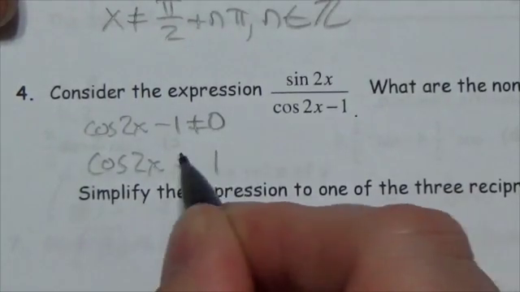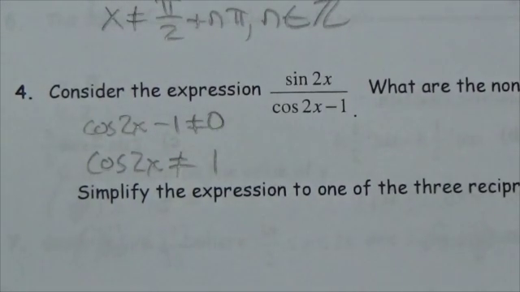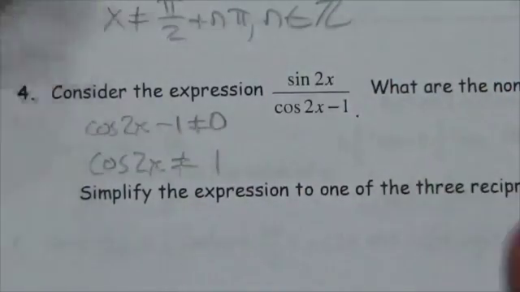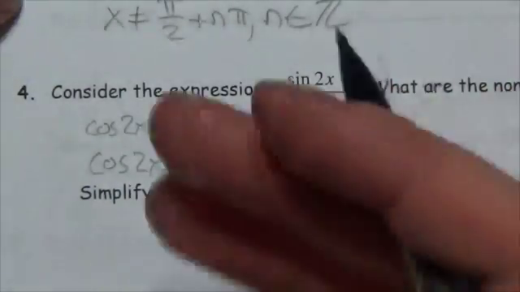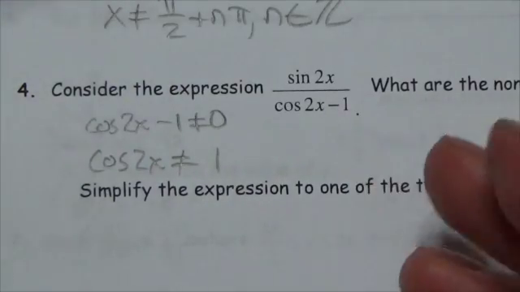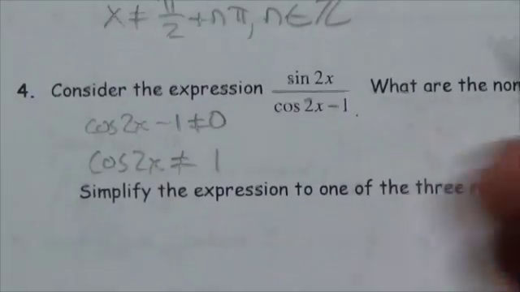2x equal 1. Okay, now let's just think about that. Where does cosine go to 1? Okay, think about the unit circle. We know that cosine is associated with the x-coordinate, and around the unit circle that's going to happen at 0 degrees, or sorry, maybe I should do this in radians, 0 radians, and multiples of 2 pi added to that, or subtracted from that.